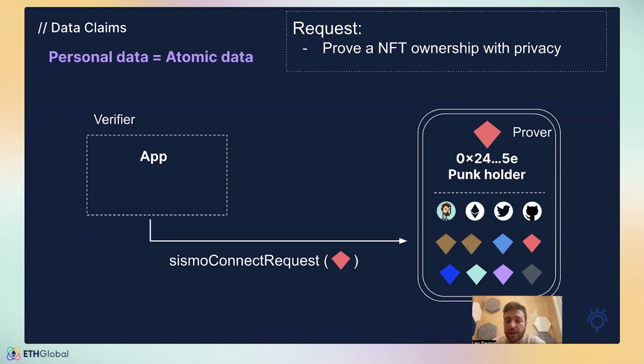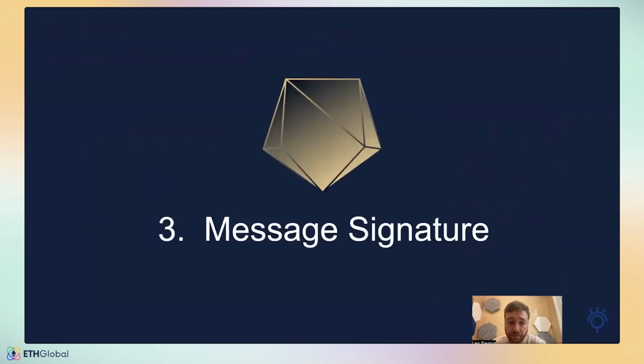Inside the prover in the Sismo Data Vault, we will generate a ZK proof to prove that you have this claim without revealing the account. And here it's a bank holder, and it will be sent back to the application that will verify this ZK proof and can then use it for its own logic.